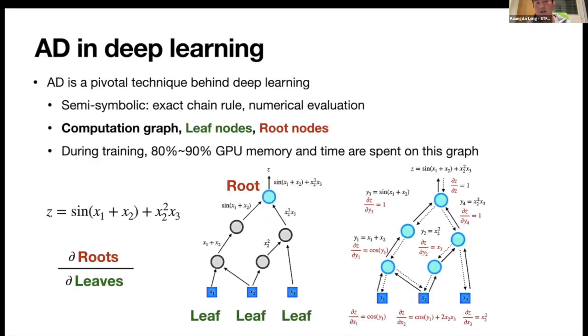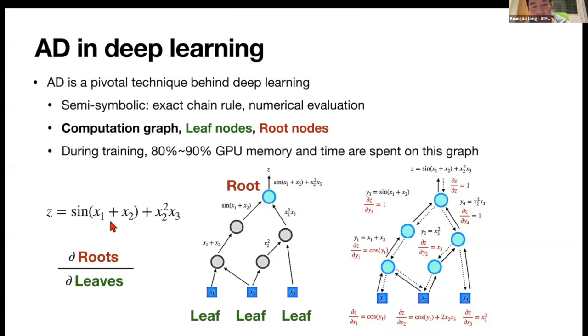Before I go to our method, I think we should look at AD in more detail. AutoDiff is a pivotal technique behind deep learning. It's semi-symbolic. It's symbolic because the chain rule is exactly implemented by the graph. It's not fully symbolic because you don't finally get analytical expressions, you can only evaluate the derivatives numerically. So the key concepts here are the computational graph, leaf nodes, and root nodes.